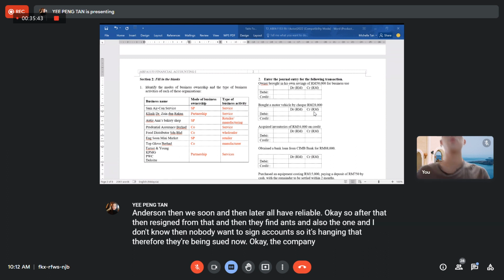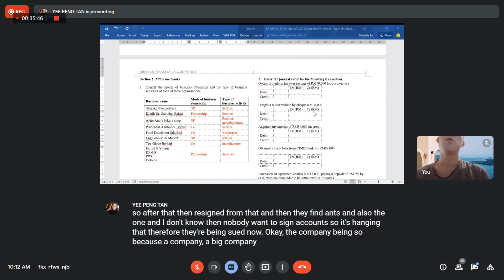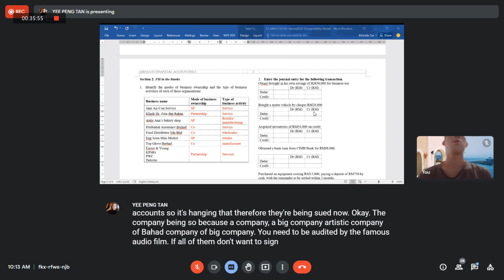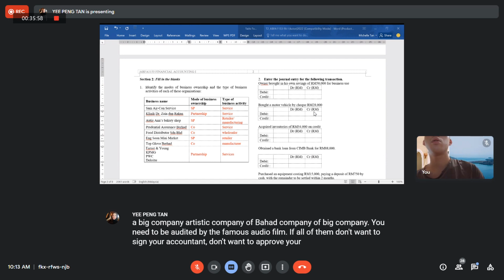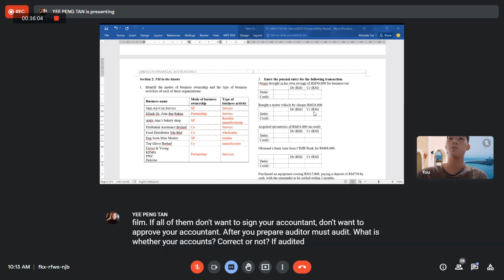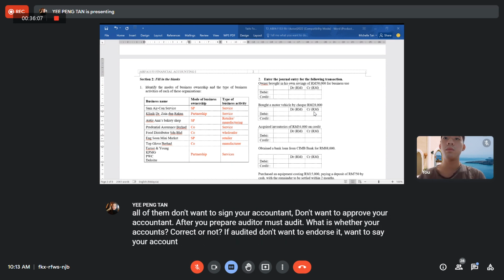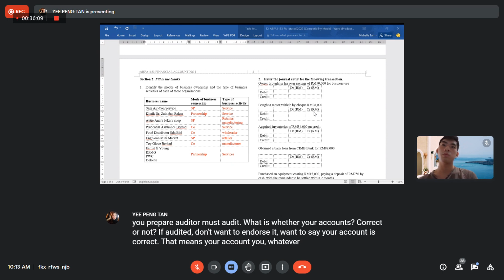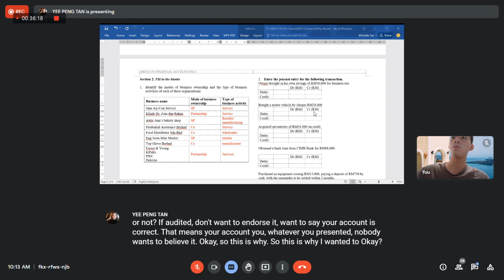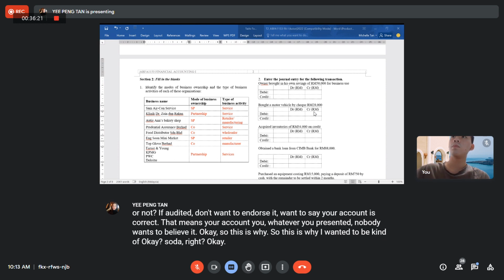A big company, a listed company or Berhad company, needs to be audited by a famous audit firm. After you prepare your accounts, the auditor must audit whether your accounts are correct or not. If the auditor does not want to endorse it, does not want to say your accounts are correct, then whatever you presented, nobody will believe it. This is why 1MDB got sued. So this is knowledge. Okay, next, continue.